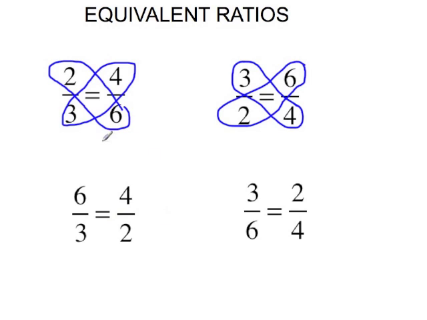These down here are also equivalent. This is kind of like looking sideways. 6/3, 4/2. I still have a cross product of 12. This is this ratio just flipped upside down.